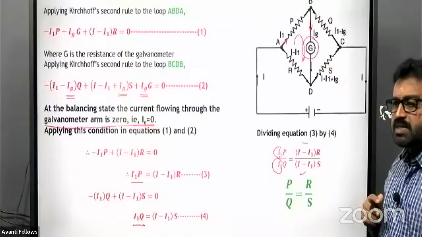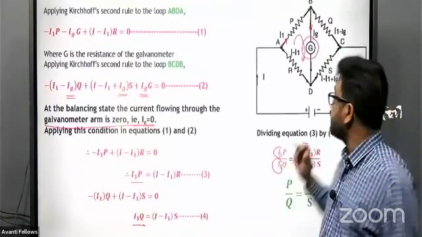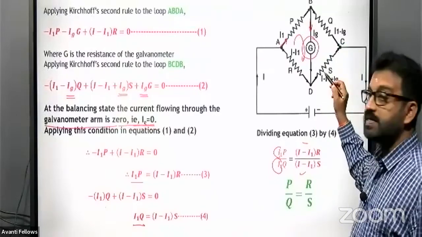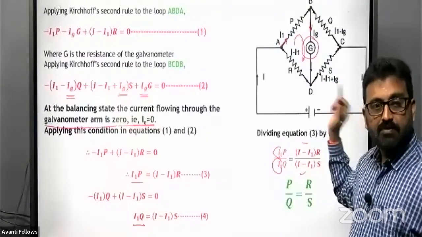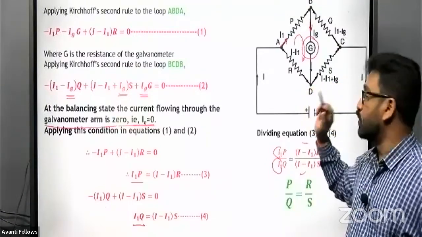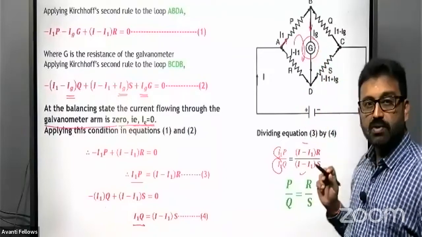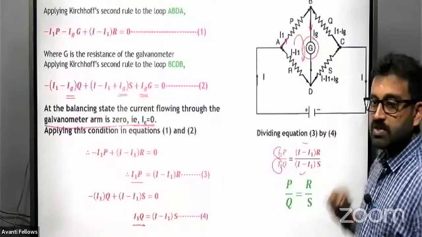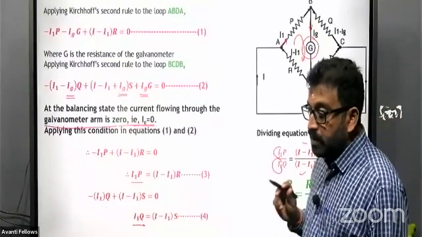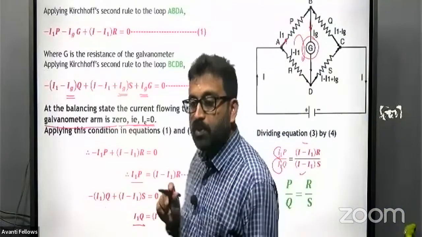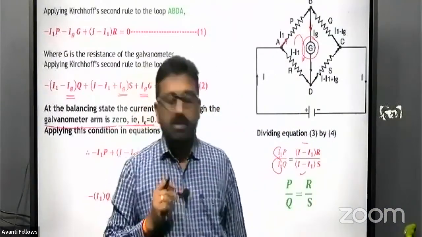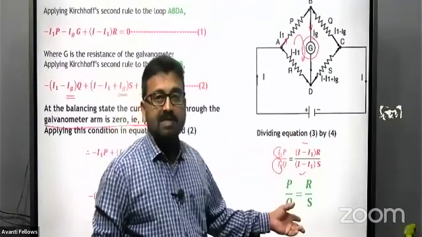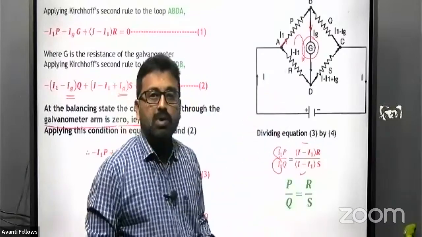Initially, the galvanometer reading may not be 0. We will adjust the value of any one of these, generally the value of S, so that the deflection in the galvanometer reduces to 0. When the deflection reduces to 0, we can say that the bridge is balanced and there is a perfect ratio of resistors. This Wheatstone's bridge is supposed to be a more accurate device than other devices for measuring resistance, since we are ultimately measuring resistance only.